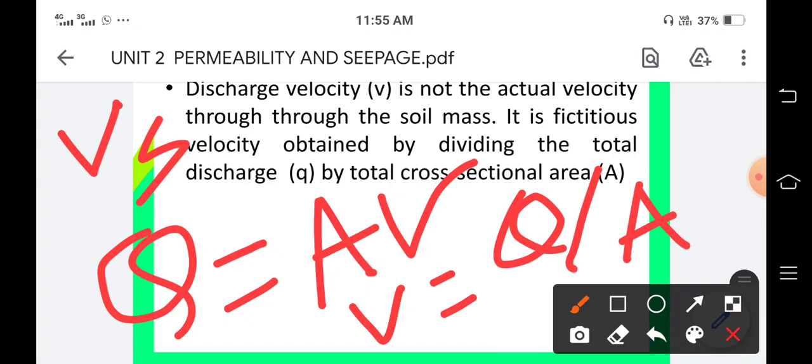So this discharge velocity can be calculated by using the continuity equation, that is Q equal to A into V. So V equal to Q upon A.